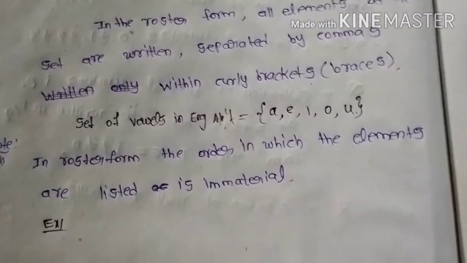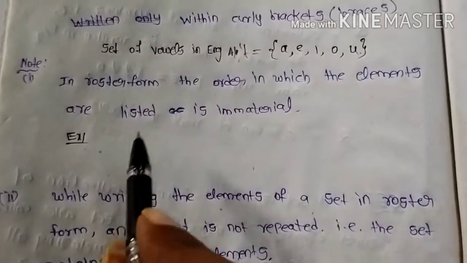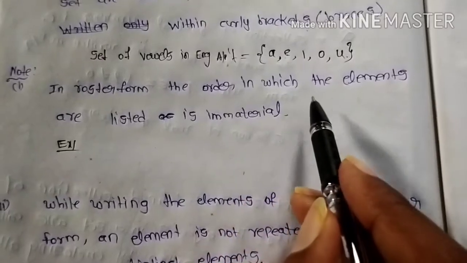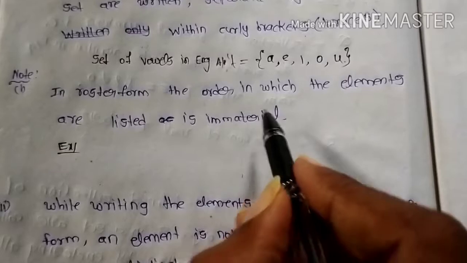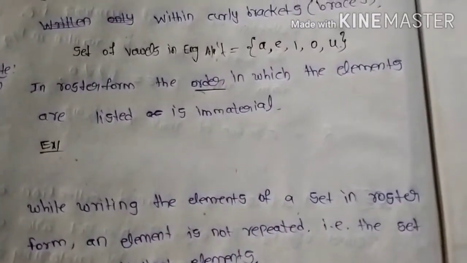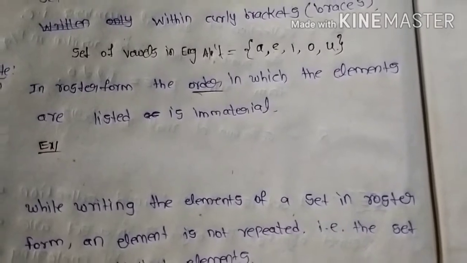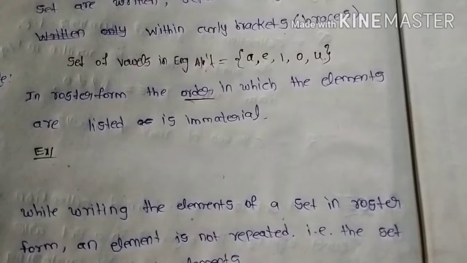But you can see two conditions are available. See the first one. In roster form, the order in which the elements are listed is immaterial. You can see here, order.